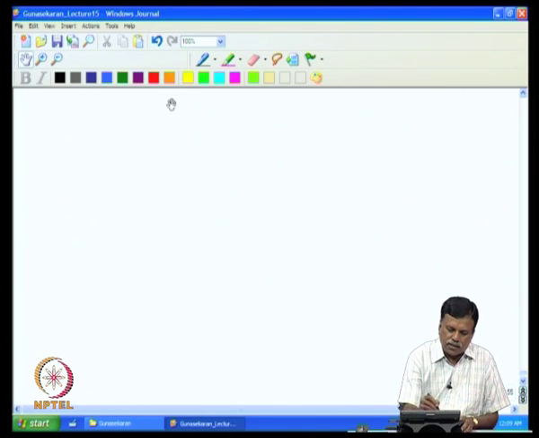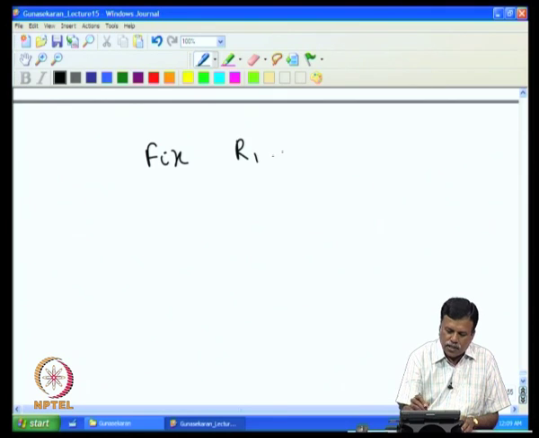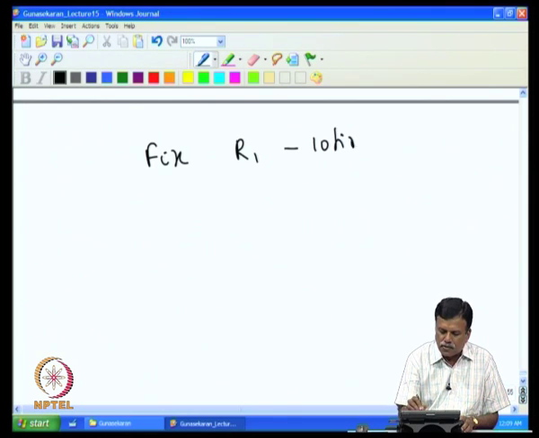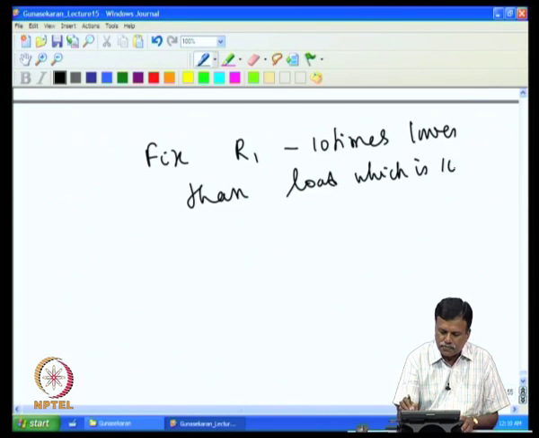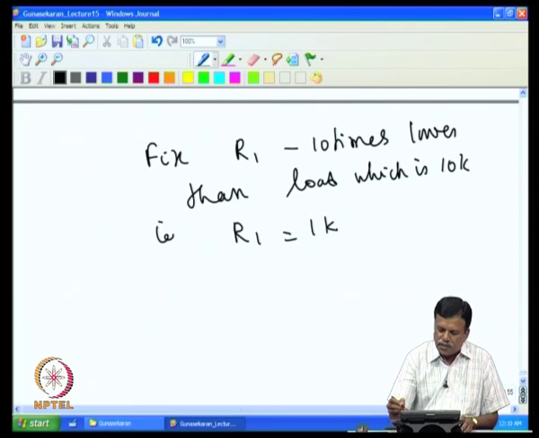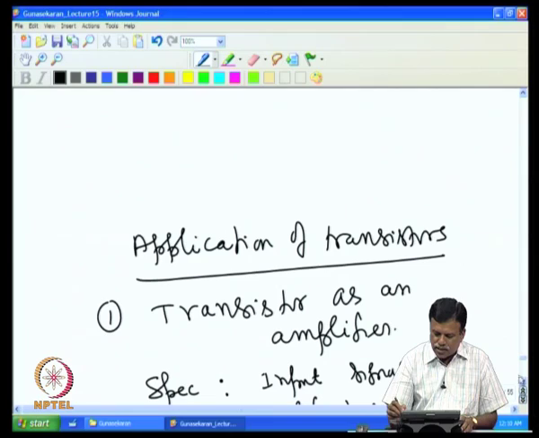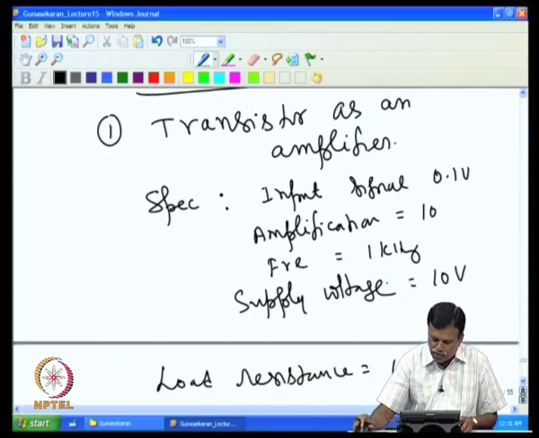So fix R1 10 times lower than load, which is 10K. That is, in this case R1 is supposed to be 1K. So I will fix R1 as 1K. Once R1 is fixed, then it is easy to fix RE, because the gain is actually given by the ratio between these two.